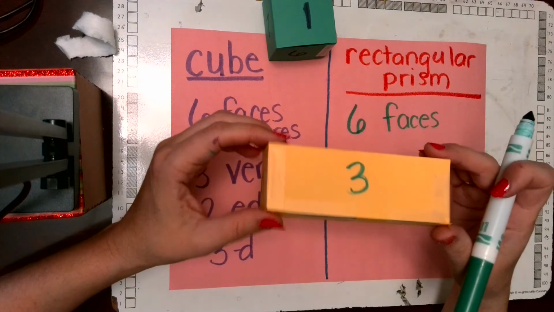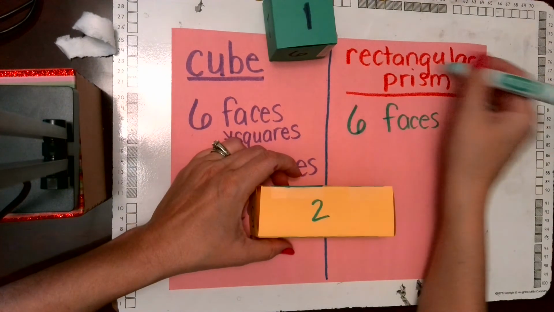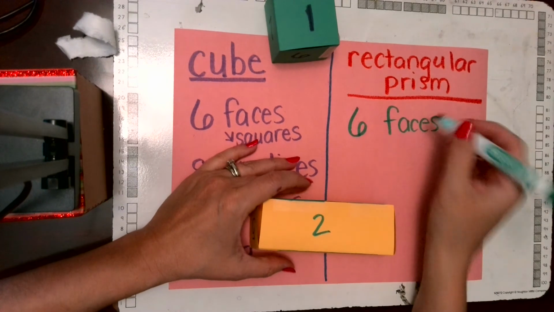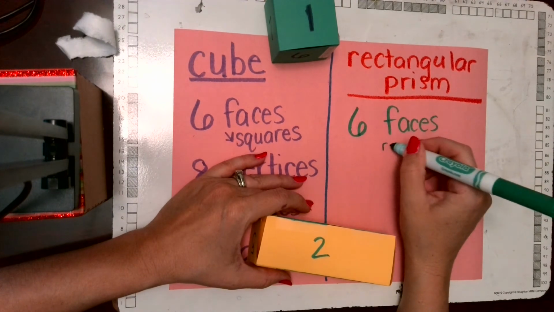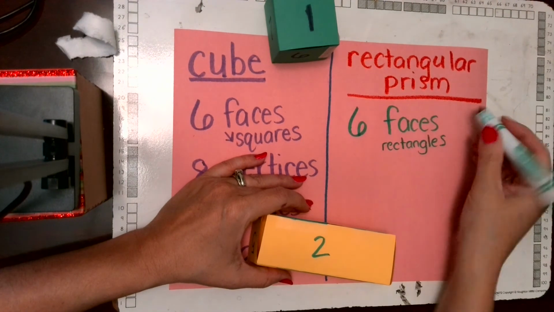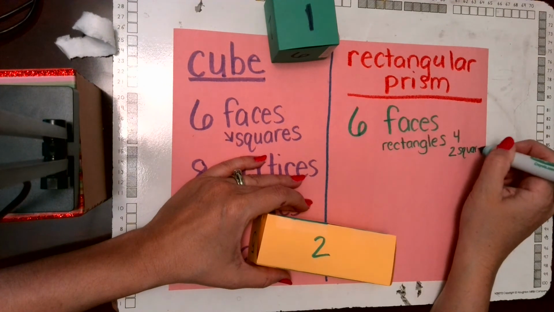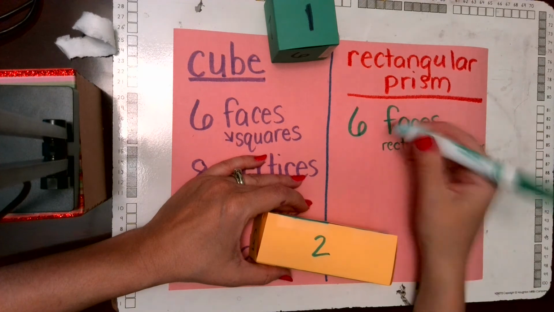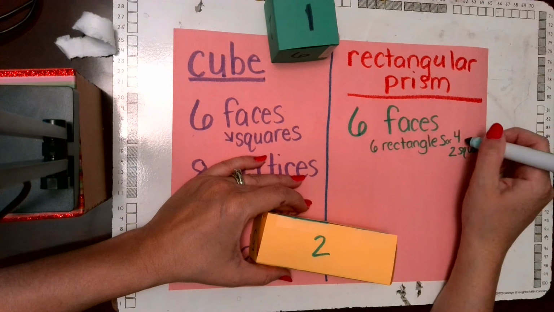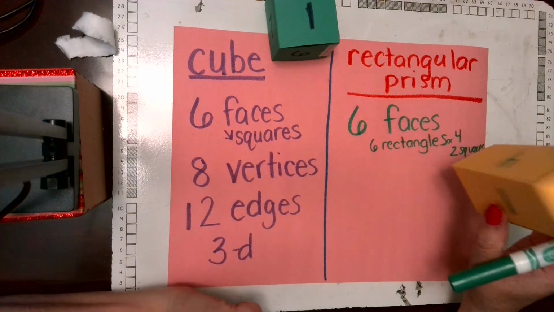Think about like a box of cereal. So these sides, this is why it's called a rectangular prism. You hear the word rectangle in the word rectangular prism. So when we say the 6 faces, we say they are rectangles. A lot of times it's going to be 4 rectangles and 2 squares, but that's not always the case. Sometimes it's going to be 6 rectangles. So it could be 6 rectangles or 4 rectangles and 2 squares. But again, the difference is not all the faces are squares.